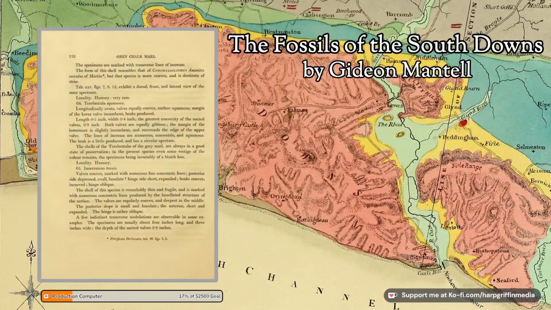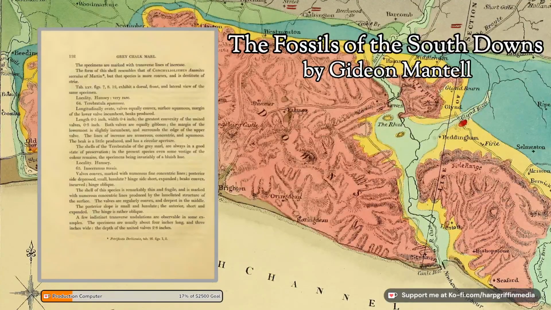64. Terebracula squamosa. Longitudinally ovate, valves equally convex, surface squamous, margin of the lower valve incumbent, beaks produced. Length 0.5 inch, width 0.4 inch, the greatest convexity of the united valves 0.3 inch. Both valves are equally gibbous. The margin of the lowermost is slightly incumbent and surrounds the edge of the upper valve. The lines of increase are numerous, concentric, and squamous. The beak is a little produced and has a circular aperture.